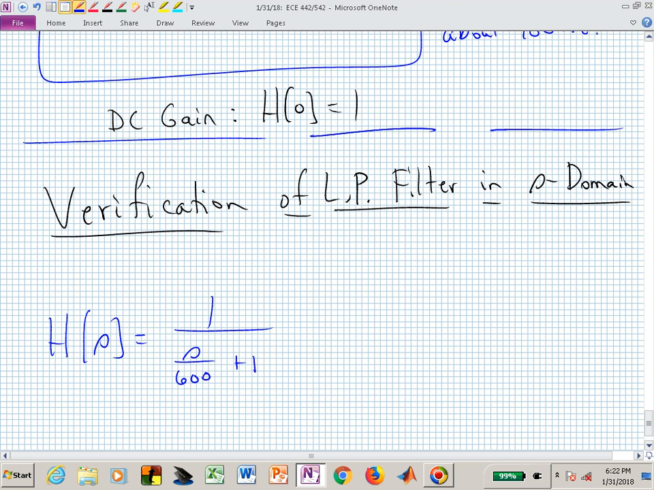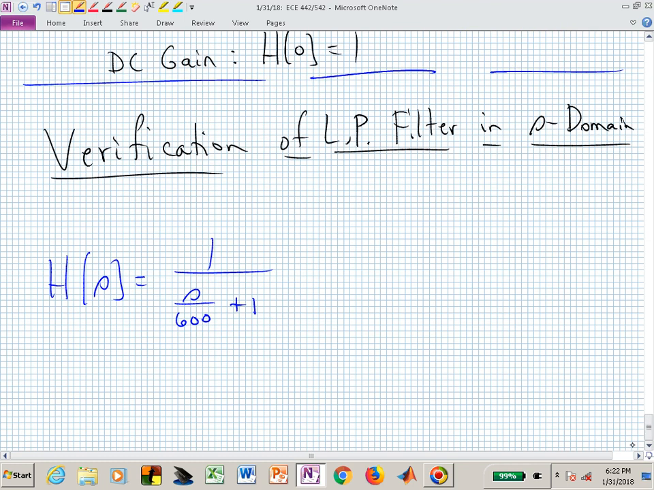Instead of writing 0.00167 times S, I'll just say S over 600. And that's now in time constant form. My tau is 1 over 600. So this is the transfer function in time constant form.